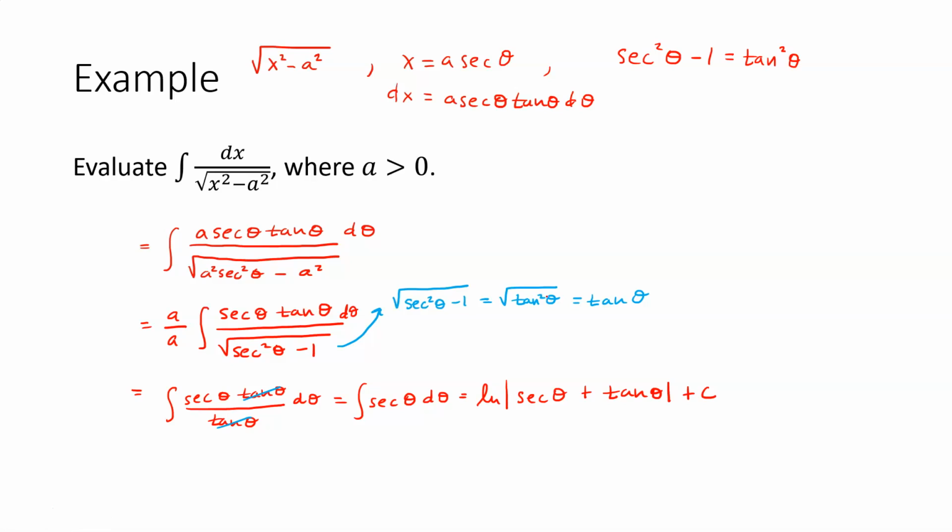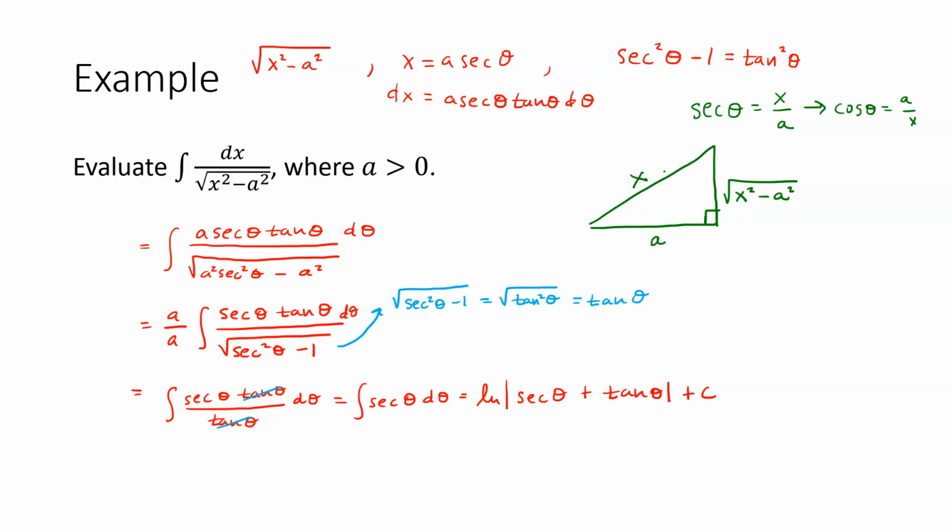And now the final step of going back to the original variable, again I can make myself a little triangle to help me with that. With our substitution x equals a secant theta, we know that secant theta is equal to x over a, which is the same as saying cosine theta is equal to a over x. If that helps, maybe that's easier to remember, that cosine is adjacent over hypotenuse. So the adjacent side is a and the hypotenuse is x. And so this missing side will be the square root of x squared minus a squared, using a little Pythagorean theorem.